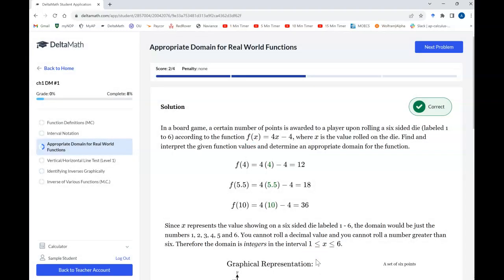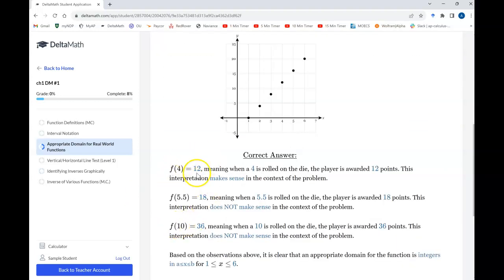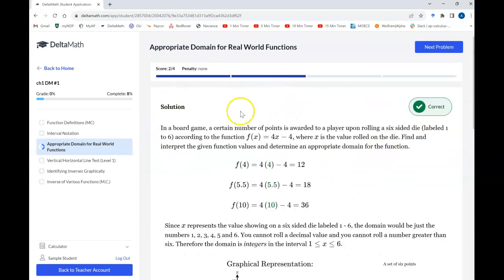So that's kind of what we're doing, right? You're just pushing the number through the function, writing what these numbers mean, the input and the output, and then determining whether that is a reasonable number that I could plug in, or whether that output makes sense in the context of the story that they gave you at the beginning. So you really have to read that beginning part and understand what x and f of x are representing to answer that. Does that help? Yeah, that helps.